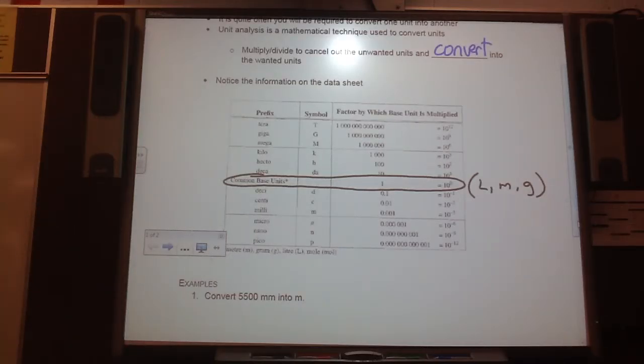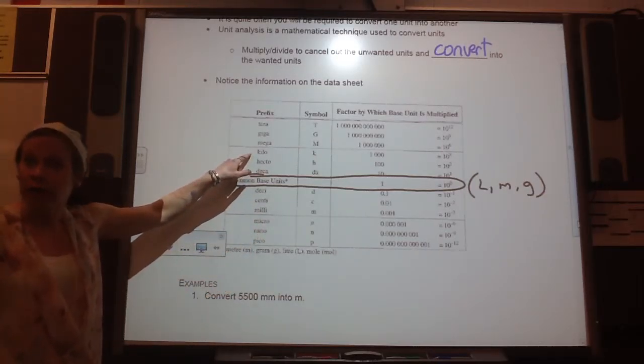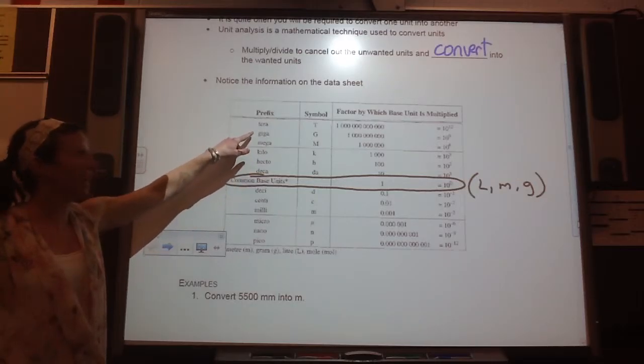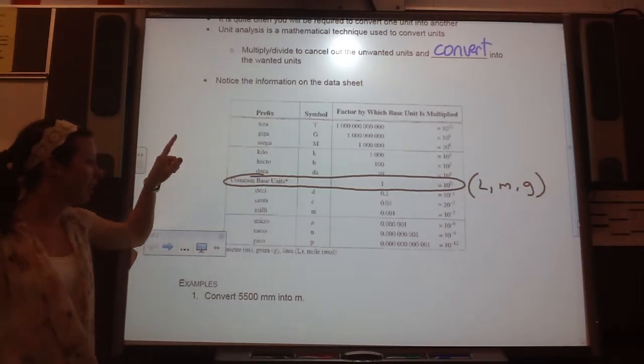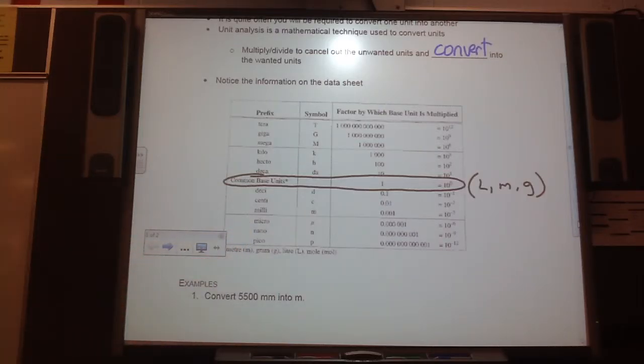Because everything references that base unit. So let me give you an example. Say I'm talking about liters. I can have a milliliter, or I can have a kiloliter. Or I can have a gigaliter. That's a lot of liter. Or I could have a nanoliter, a microliter. Everything is referencing that base unit. Do you see what I mean? It's always something with that base unit.